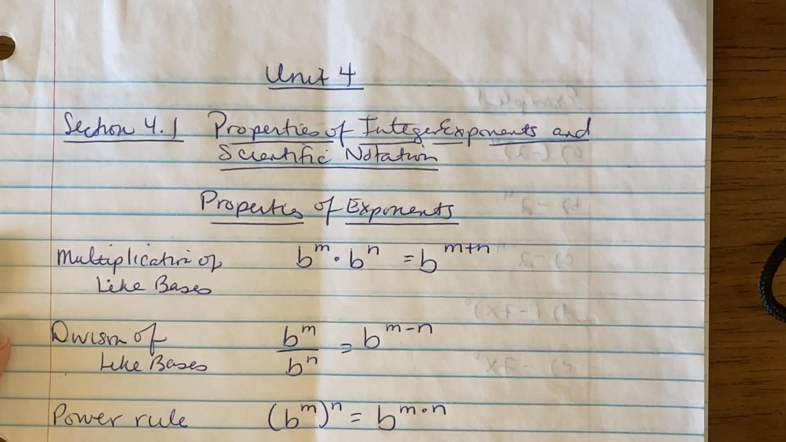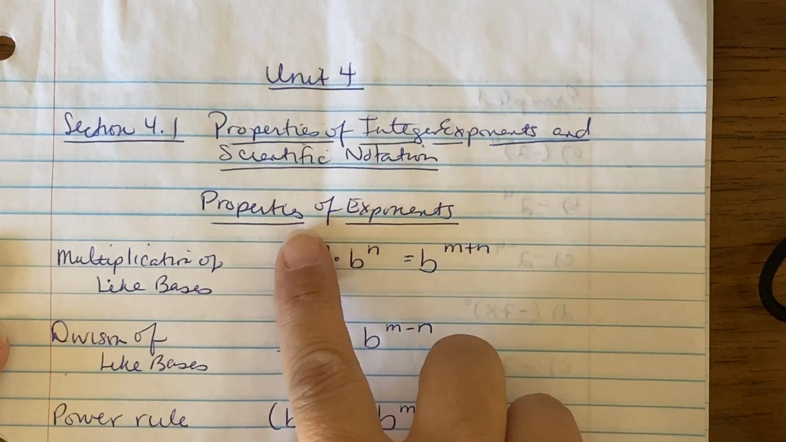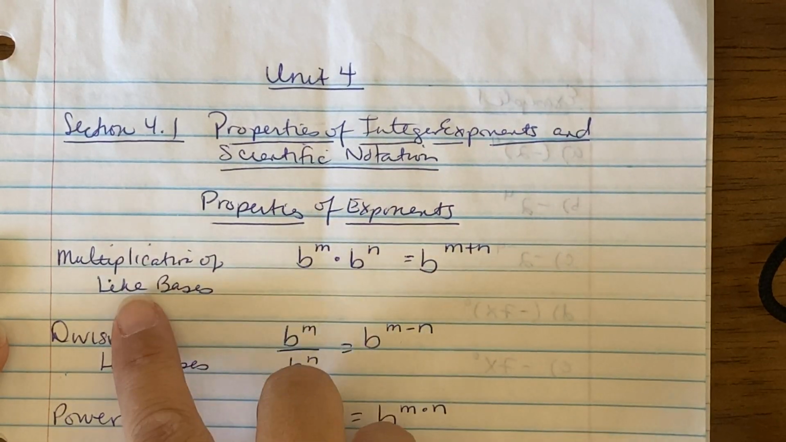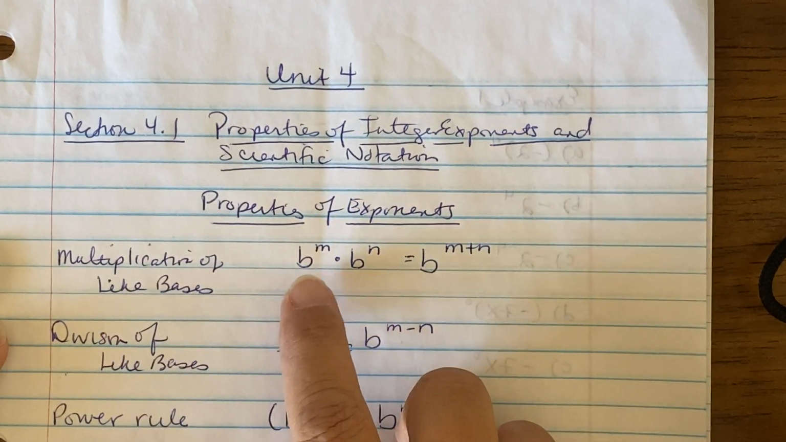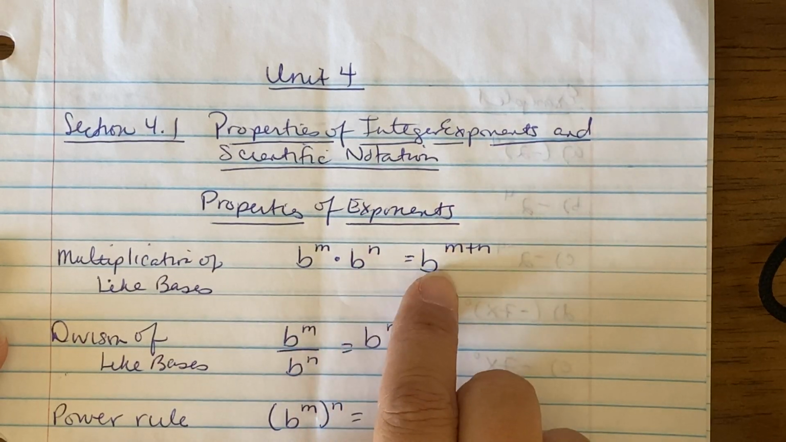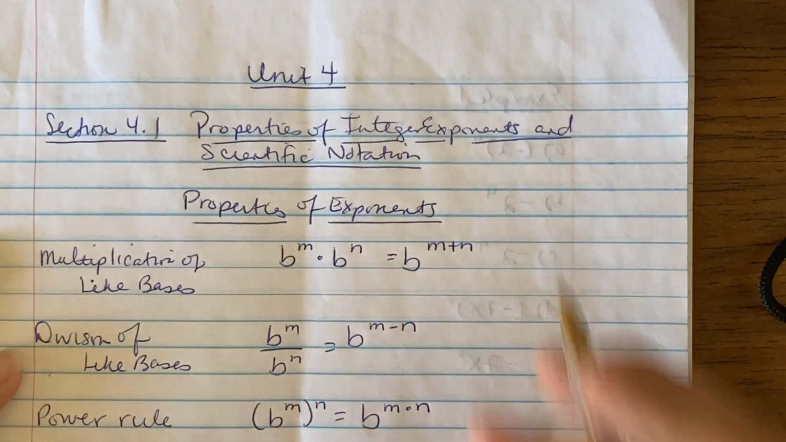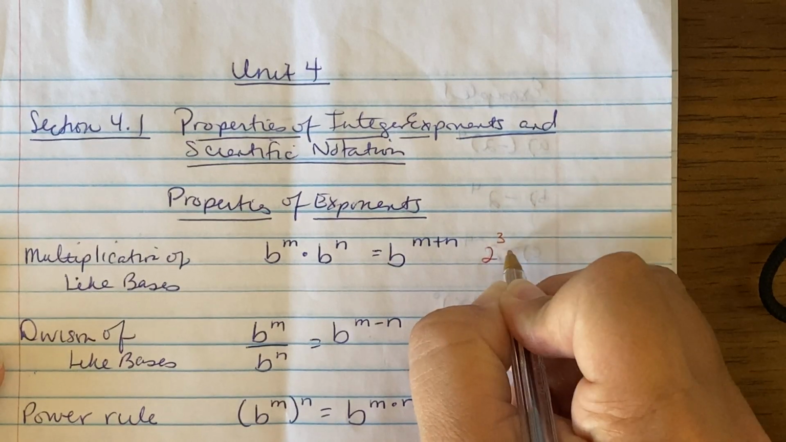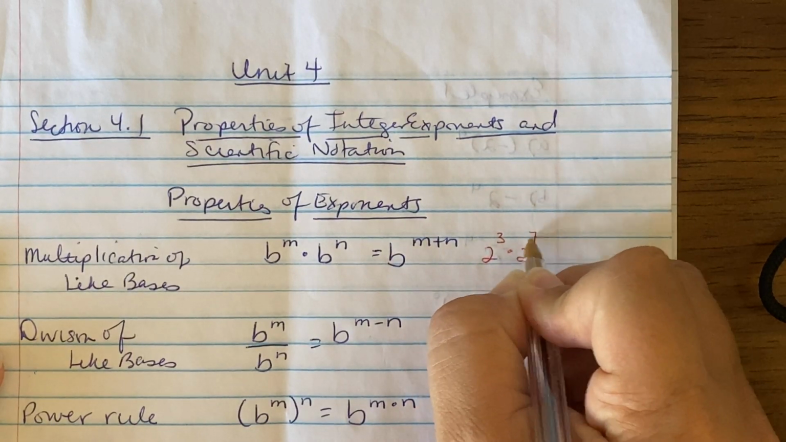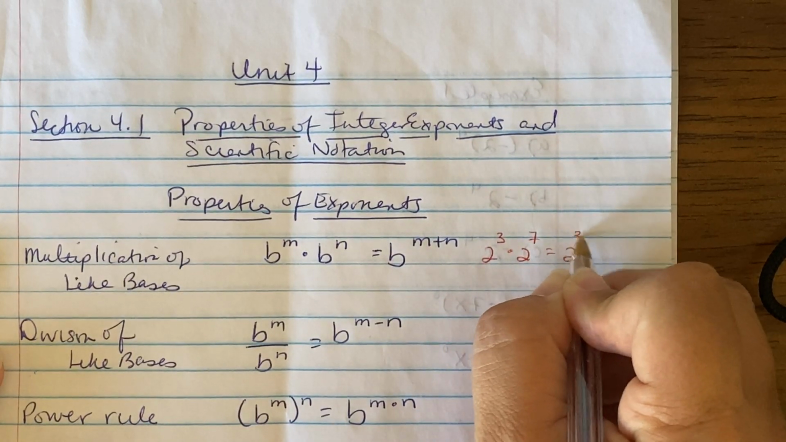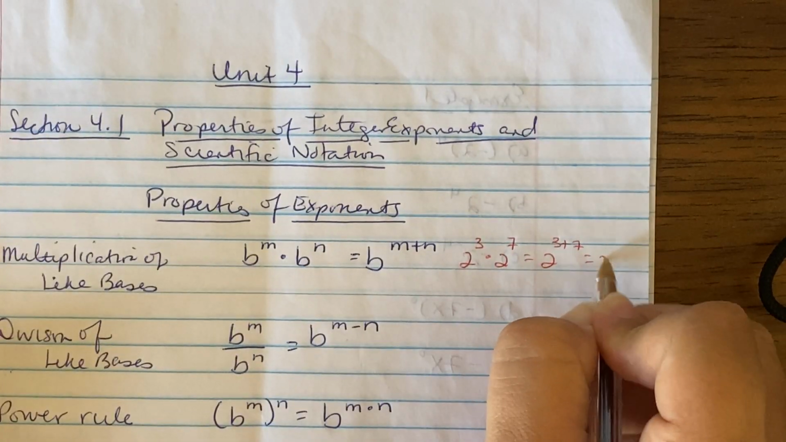Section 4.1, properties of integer exponents and scientific notation. Some properties of exponents. Multiplication of like bases means b to the m times b to the n is b to the m plus n. So if we had 2 to the third power times 2 to the 7th power, it's actually 2 to the 3 plus 7, or 2 to the 10th.